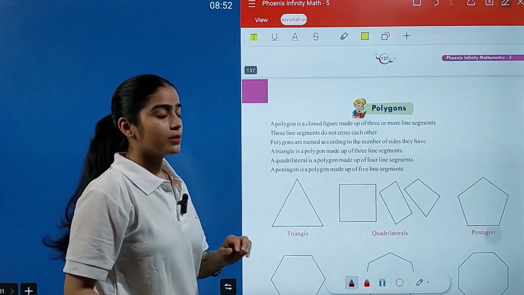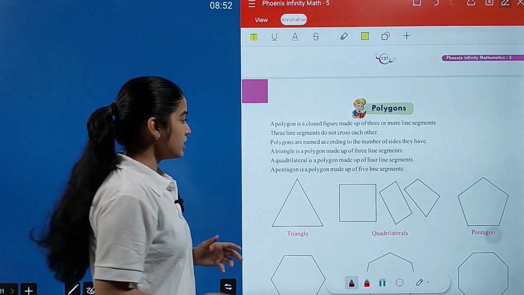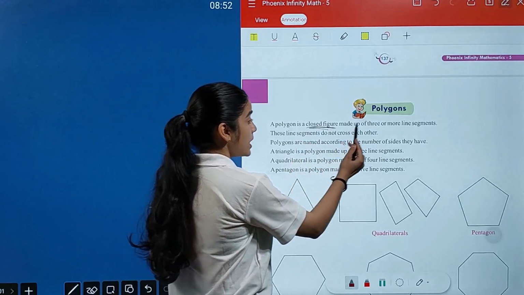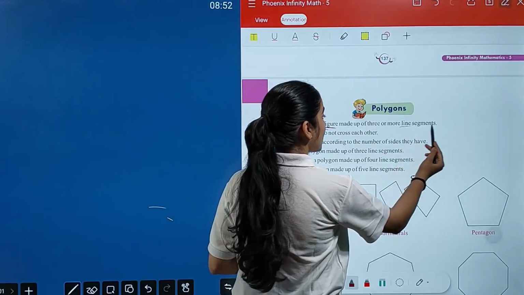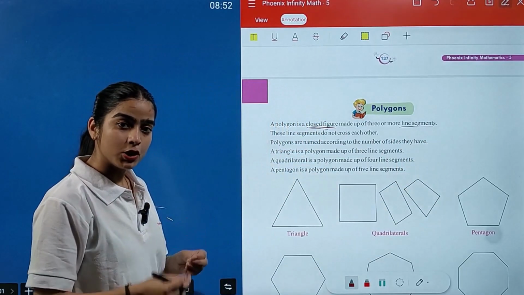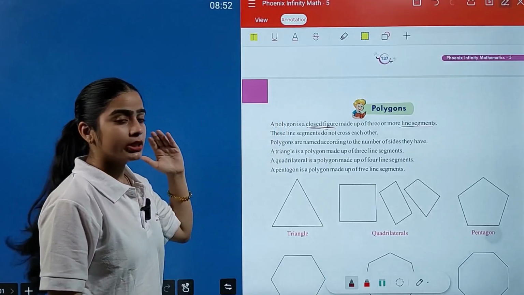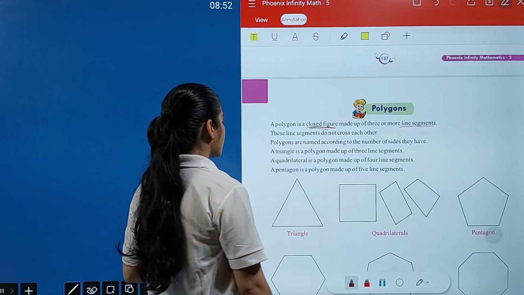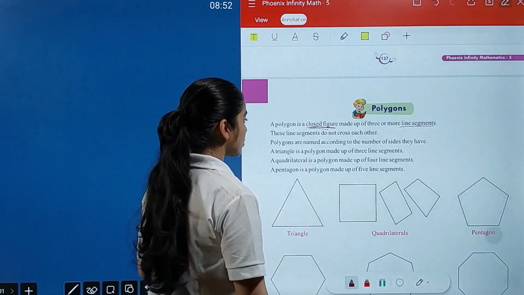Now we are going to learn about polygons. What does polygon mean? A polygon is a closed figure made up of three or more line segments. So the minimum requirement is three line segments to make a polygon. The maximum could be any number. So you can understand it. Now these line segments do not cross each other.